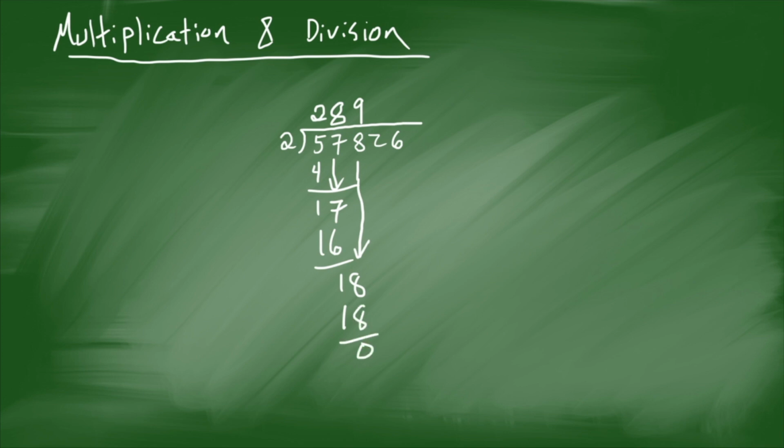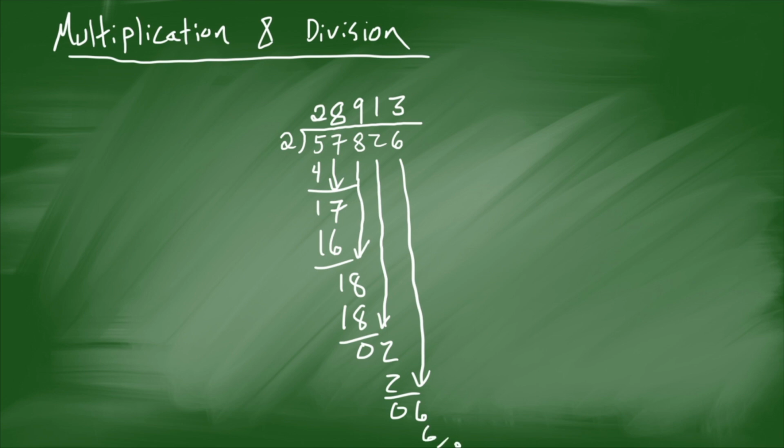That leaves 0 behind. So then it becomes just a 2. How many times does 2 fit into 2? Once. It's a 2. It's another 0. And then finally, bring down the 6. How many times does 2 fit into 6? 3 times. 6. 0. Therefore, 57,826 divided in half equals 28,913. And that is the end of our review on arithmetic, addition, subtraction, multiplication, and division.